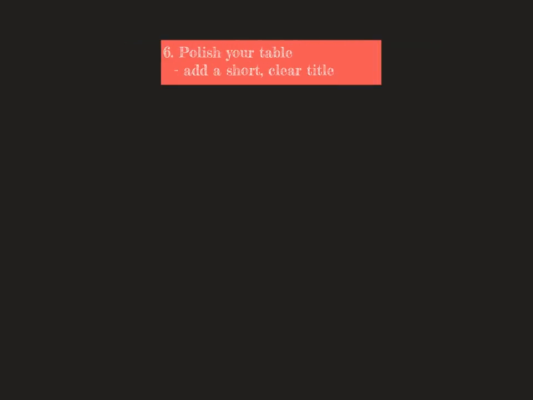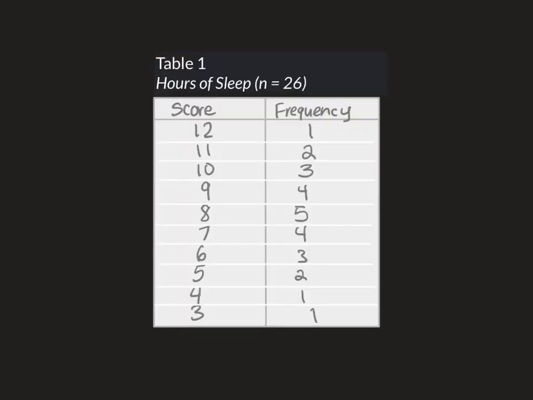Finally, we're ready to polish our table by adding a short, clear title. Each table or graph gets numbered. We've only created one table, so this is Table 1. Notice that Table 1 does not appear in italics. Just underneath that, you can see my concise title for the table, and that title appears in italics. Hours of sleep, parentheses, n space equals space 26, end parentheses. There's no punctuation at the end here. It's always nice to give the sample size.